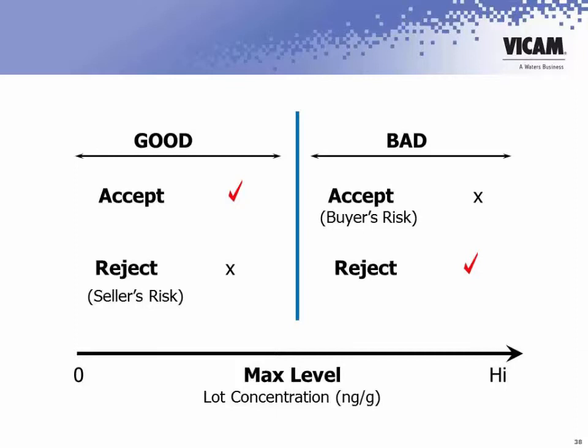If the lot is truly above the rejection level, then normally it would be rejected. But there is a buyer's risk, and that is if, as we showed in some of the previous slides, a sample was taken that doesn't really represent the mean contamination level of the lot, then the buyer could accept that result, and would be obtaining a lot which actually did not pass the rejection level.